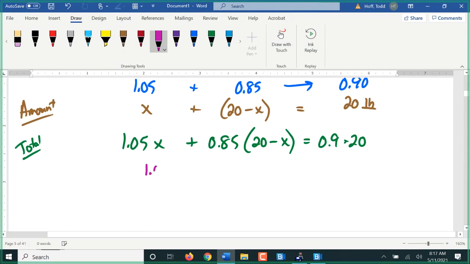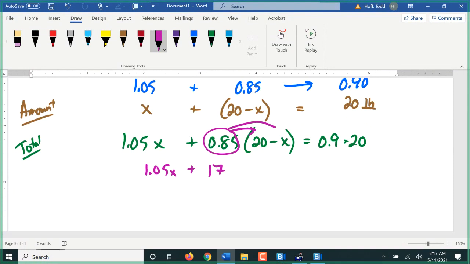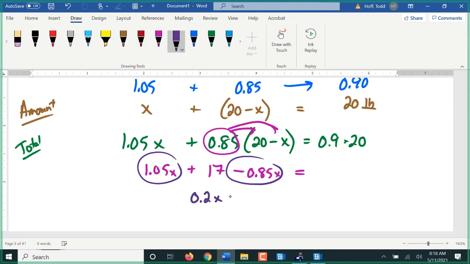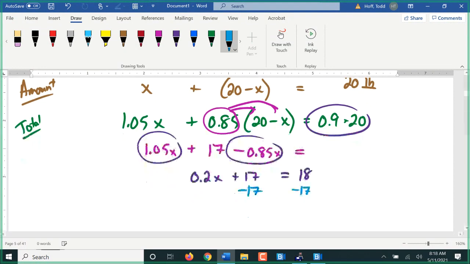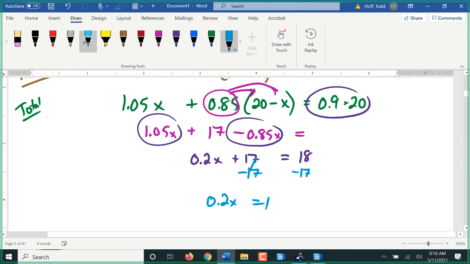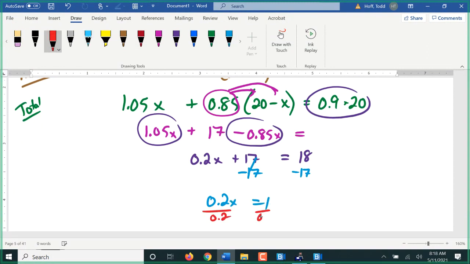And then we combine. So the 1.05x doesn't change. 0.85 times 20 is 17. 0.85 times negative x is a negative 0.85x. Well, we can still combine here. 1.05 and a negative 0.85 is 0.2x plus 17 equals, on the other side we have 0.9 times 20, which is 18. And now we'll go ahead and solve this, subtracting 17 from both sides. Gives us 0.2x equals 1, and we divide by 0.2.